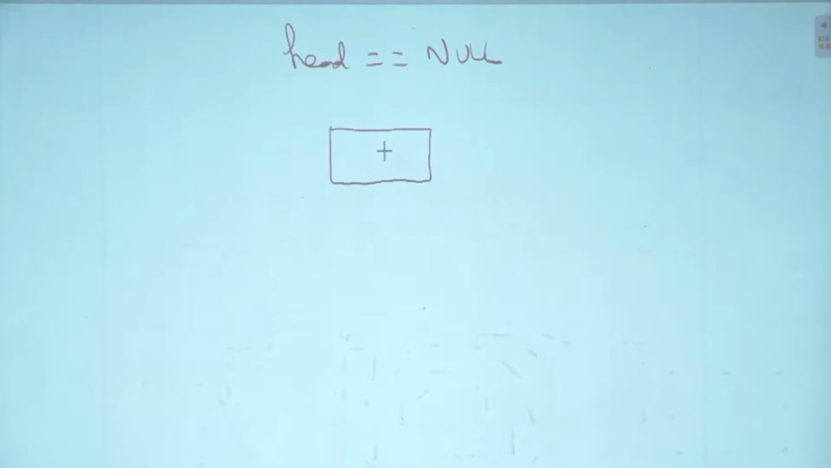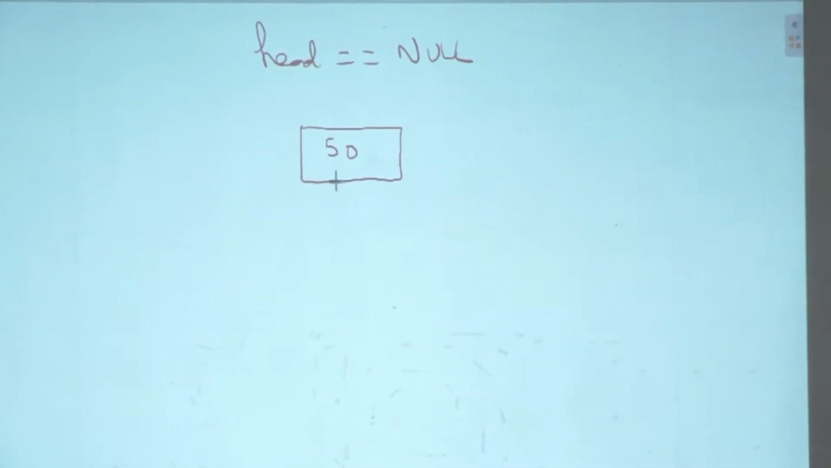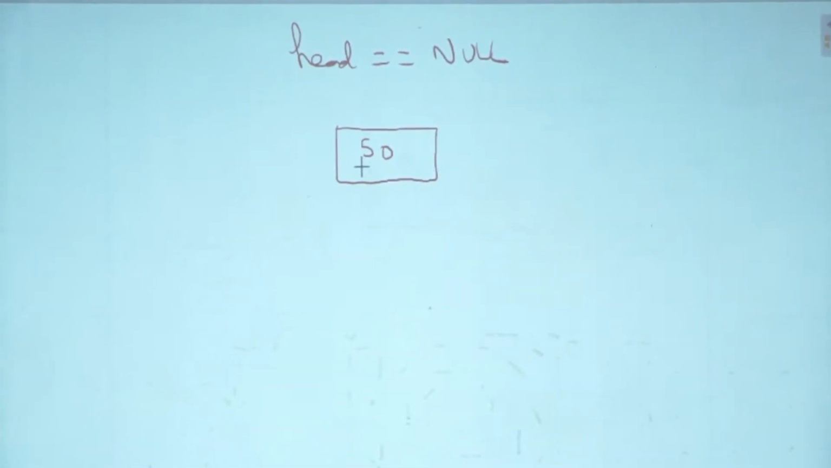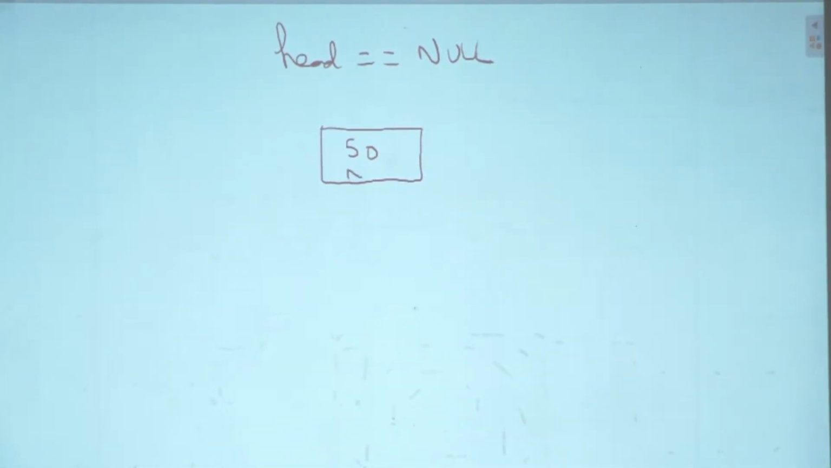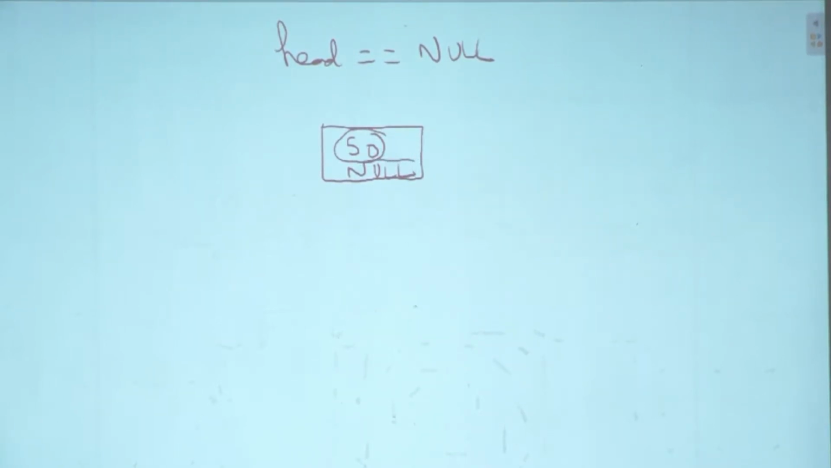Then we create the first node, and we put some data in that. Let's say some data, 50. And when we first create a node, we ensure that its next is null. That its data is 50 and its next is null.